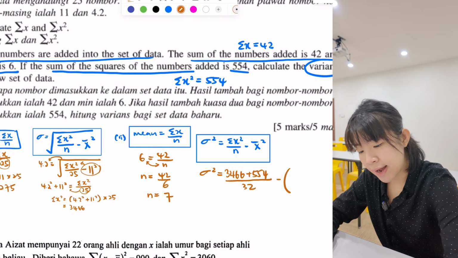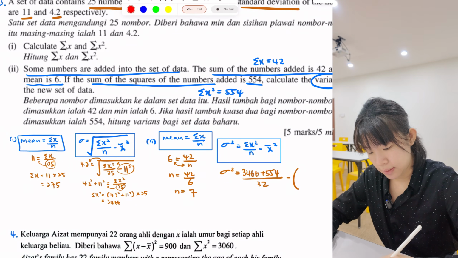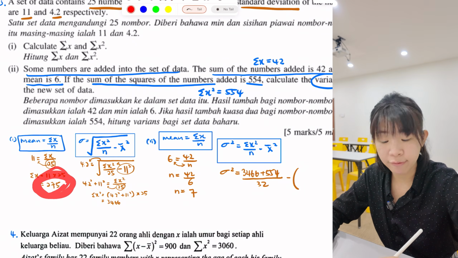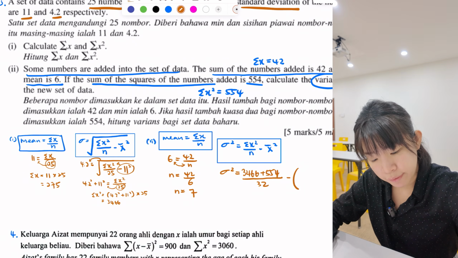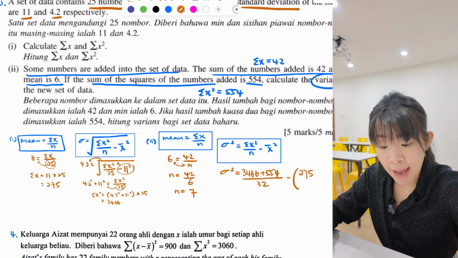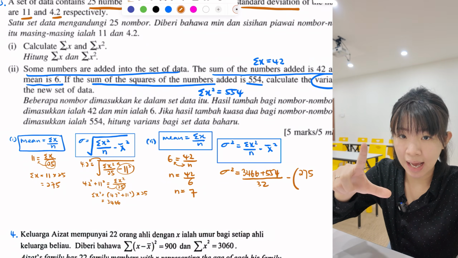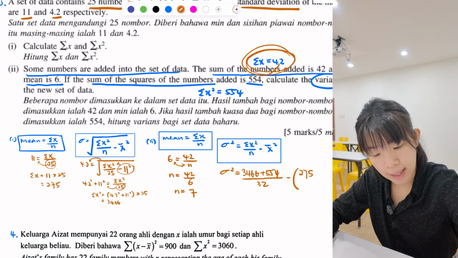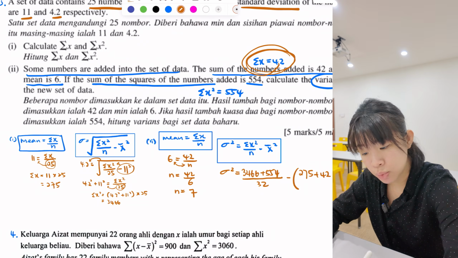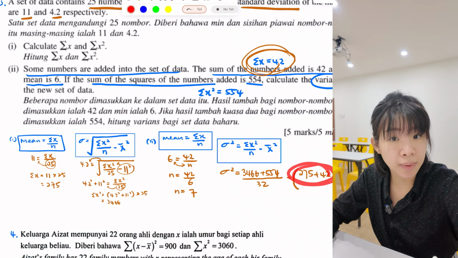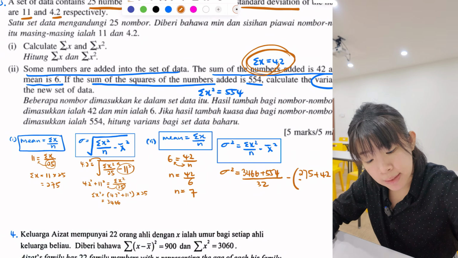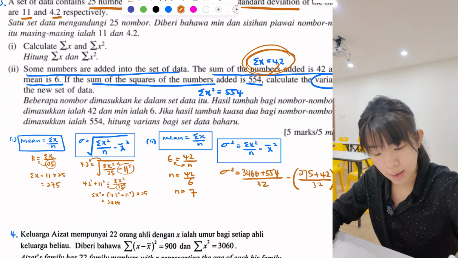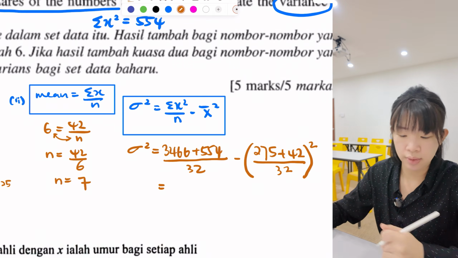Okay, sum of x. Originally 275. This one is when we have 25 numbers. So 275. But now we added 7 data. What is the sum of these 7 numbers? It's given as 42, so we can add 42. Then this will be the total of 32 numbers already. Divide by the number of data, 32. Bracket, squared. Okay, then now you should get the answer.